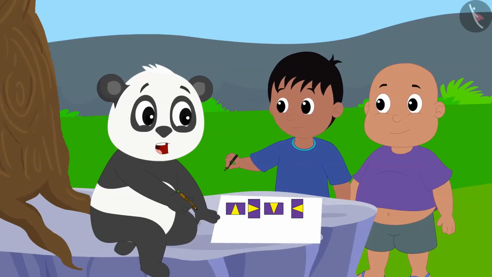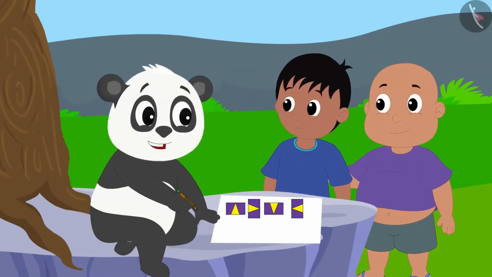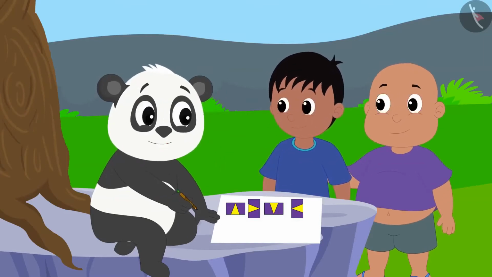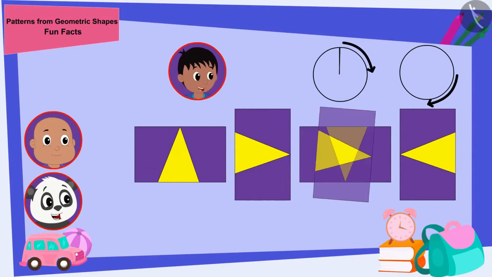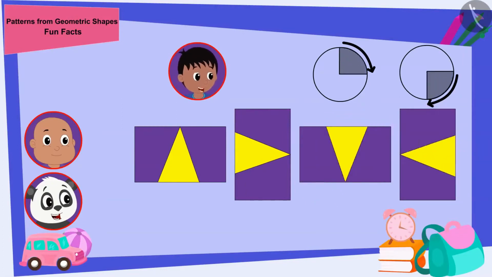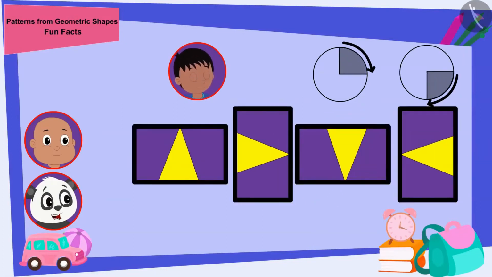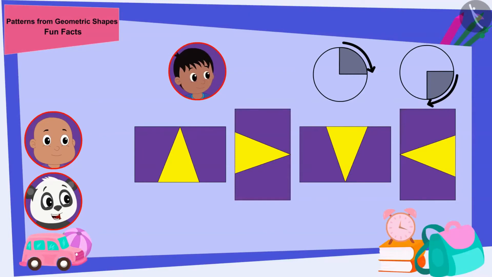Okay, Raju, first you tell me, how did you make this pattern? Golu asked Raju. I made this pattern by rotating the block a quarter turn in the clockwise direction, Raju told Golu.